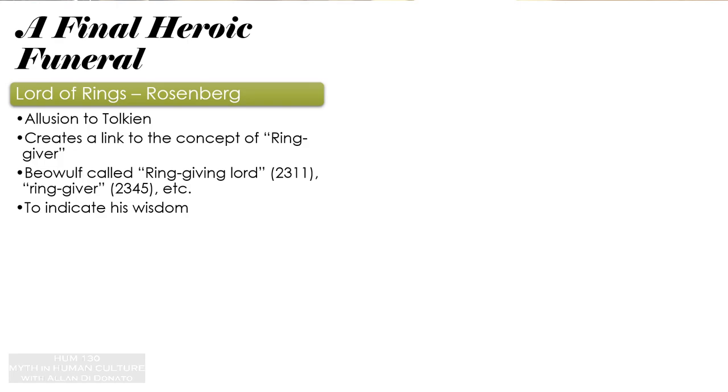But it also creates a link to this concept we've been looking at throughout the poem, this idea of being a ring giver, right? The king descriptor, the kenning that describes a good king. Beowulf is literally called a ring-giving lord or a ring giver at various places. Those are just a few of the references. By the way, the numbers on the screen happen to be the lines of the poem. Lines 2311 and 2345 are two examples of him being called a ring-giving lord.